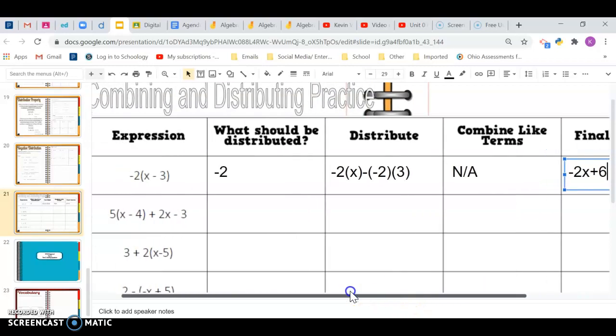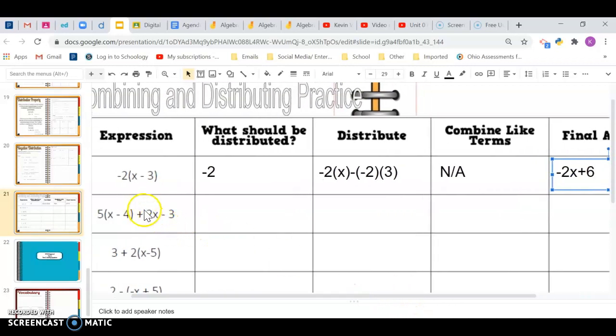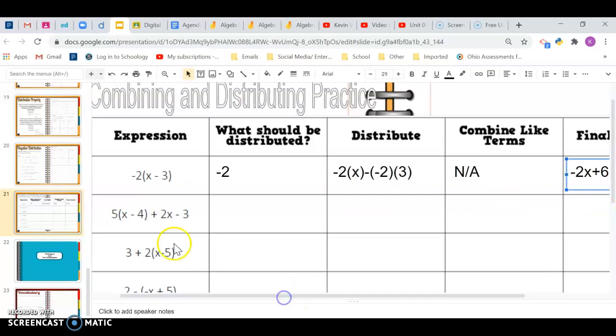Now, when we go through and do this next one, there's not only distributing, but there's going to be some combining of like terms, and we're going to have to simplify this down in our final answer. So let's look. We got 5 times x minus 4, and then whatever is over here is being added to 2x minus 3. So first off, what's being distributed? The only thing that's being distributed is this term right here, this 5. So we're going to put a 5 here.